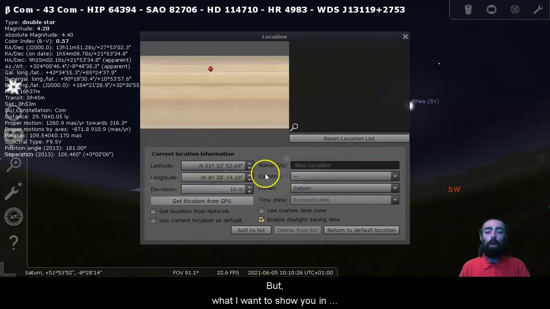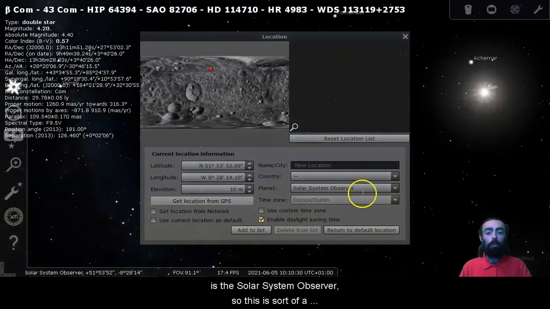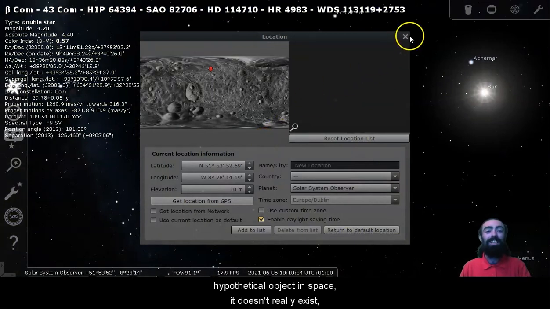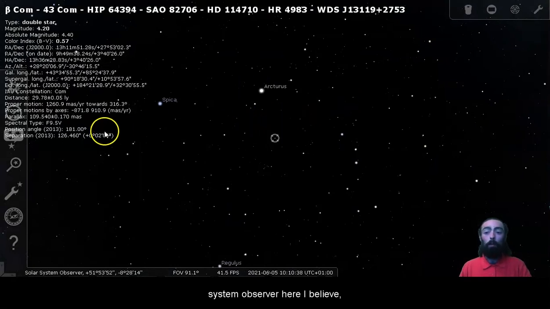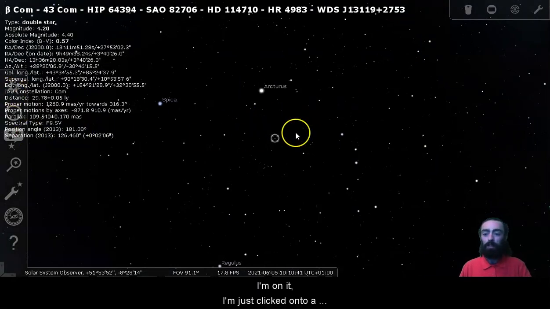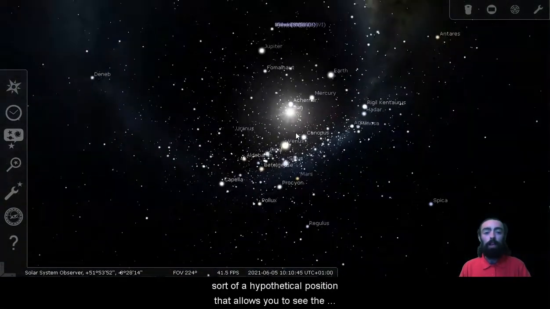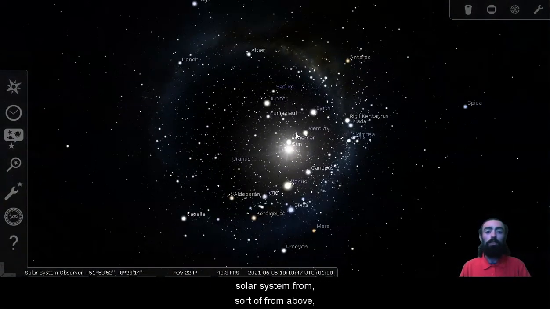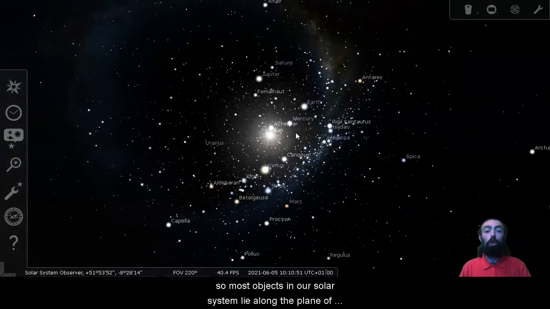But what I want to show you in this video, truly, is the solar system observer. This is a sort of hypothetical object in space. It doesn't really exist. Oh, I'm looking at the solar system observer here, I believe. No, I'm on it. I just clicked onto a particular star. So this is a sort of hypothetical position that allows you to see the solar system from above.